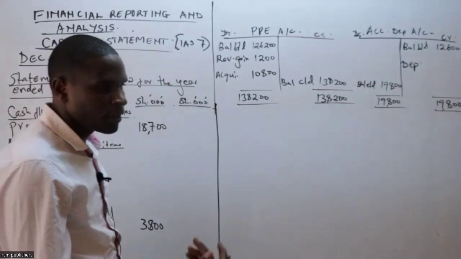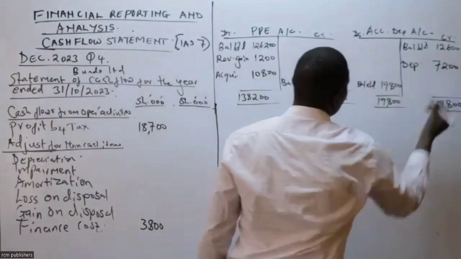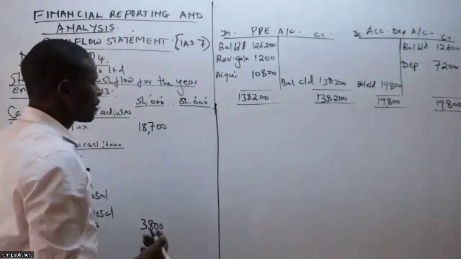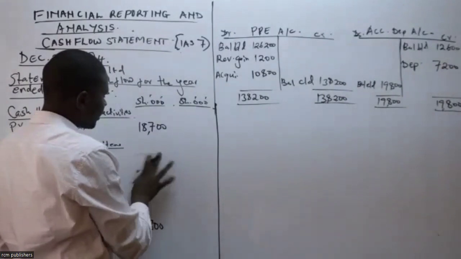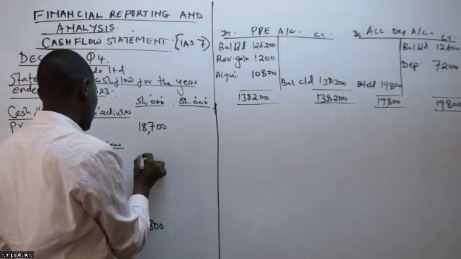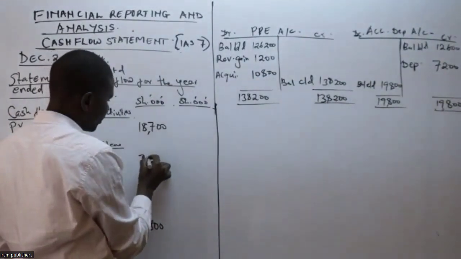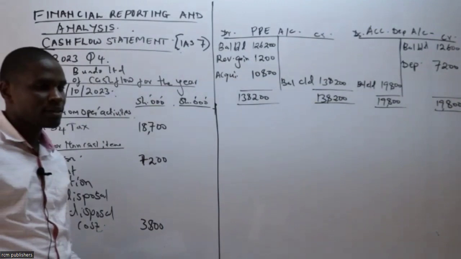Depreciation, we know that it is always done what? Depreciation is always subtracted in our income statement. When it comes to cash flow, we are adjusting it back. So we are going to add it back to our PPE. It was subtracted from here. Therefore, we have to add it. 7,200. And we're done with that.